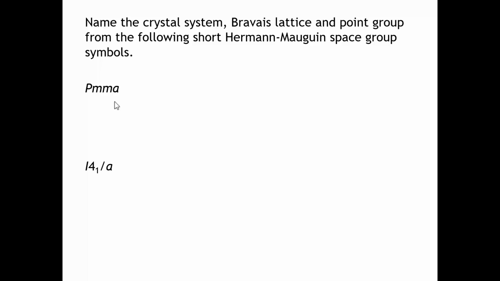Okay, PMMA. Well, we don't see any higher order rotation axes. We don't see a 3 or a 4 or a 6. So that rules out a lot. We can rule out cubic, hexagonal, trigonal, and tetragonal. So that tells us the only ones left are monoclinic, triclinic, and orthorhombic. But the fact that we have mirrors in more than one direction tells us it must be orthorhombic. So this is an orthorhombic space group.